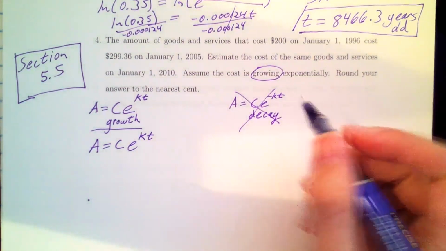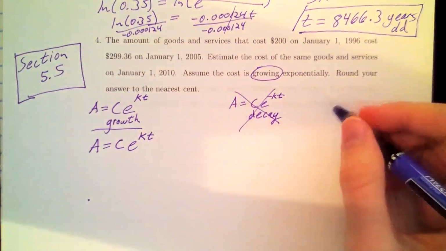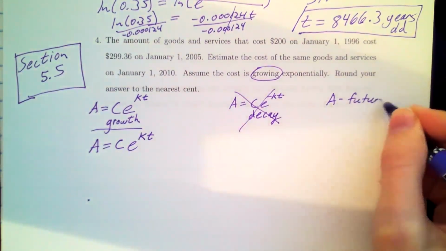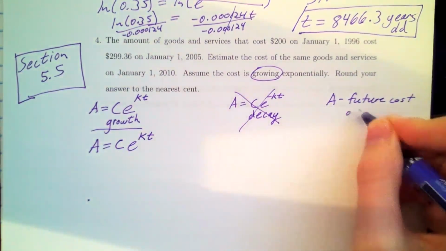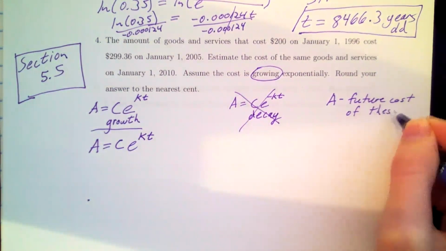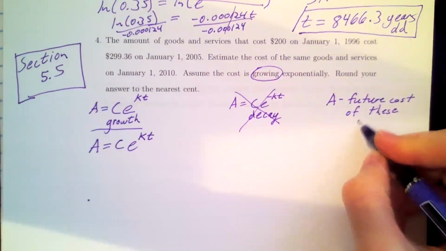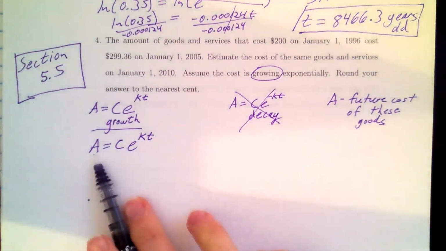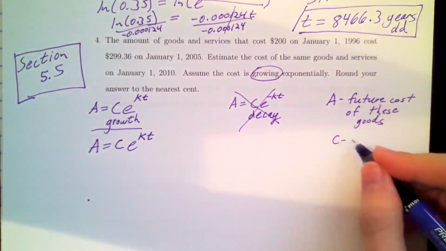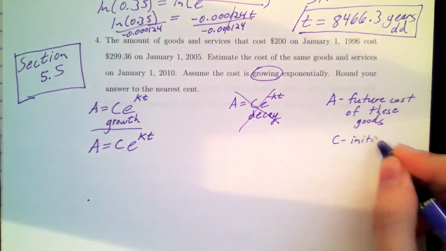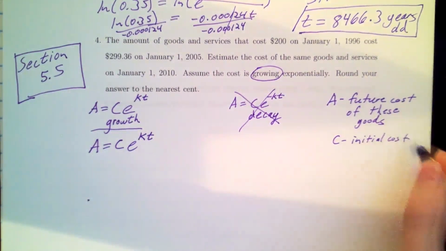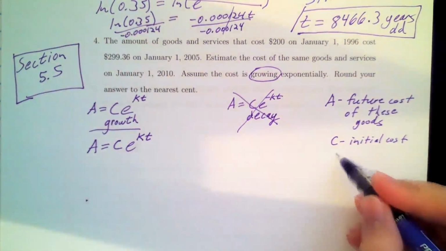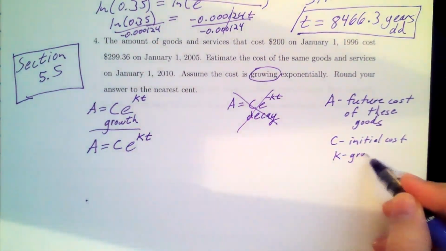Now, in this particular problem, A represents a future cost of these goods. The cost is inflating and going up over time. So A represents the future cost, C represents the initial cost of these goods and services, and K represents the growth rate of the cost.